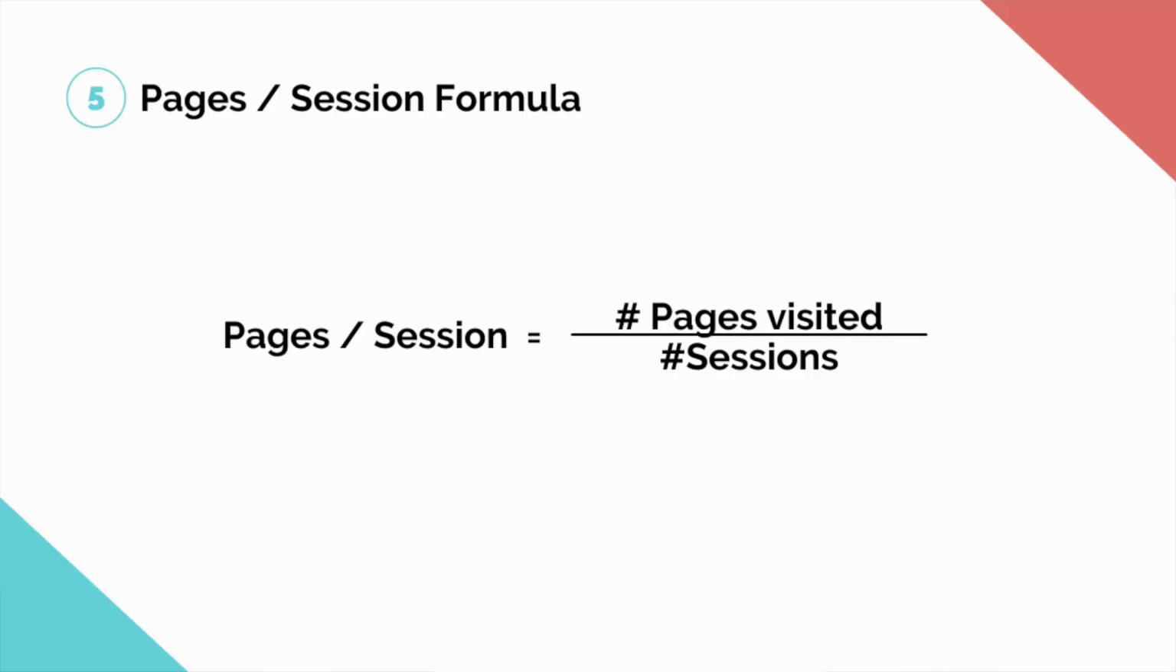Another metric related to your website is pages per session. This is a great metric if you want to evaluate how your website visitor is engaging with your website. Here is the formula for this metric. Pages per session is calculated by taking the number of pages visited and dividing them by the number of sessions.